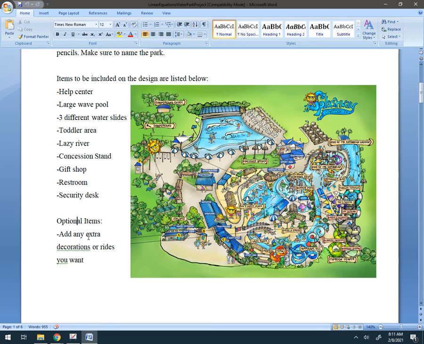Optional items: you can add any extra decorations or rides you want. Once you finish putting in the ones you have to have, you can go back later and add trees, umbrellas, extra decorations, little chairs. Somebody added a parking lot in the other class. If you want to draw an actual entrance, whatever you want to add. If you want extra things, a roller coaster, this one has zip lines on it. You can add whatever you want after you add the ones you have to have.